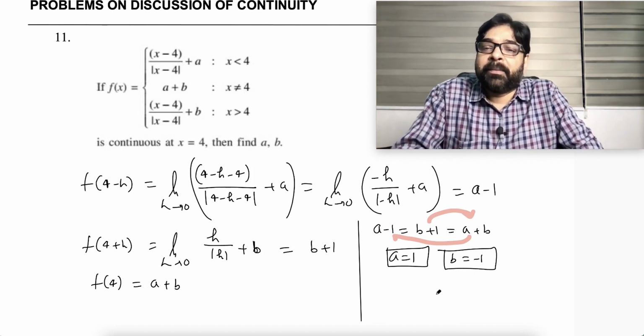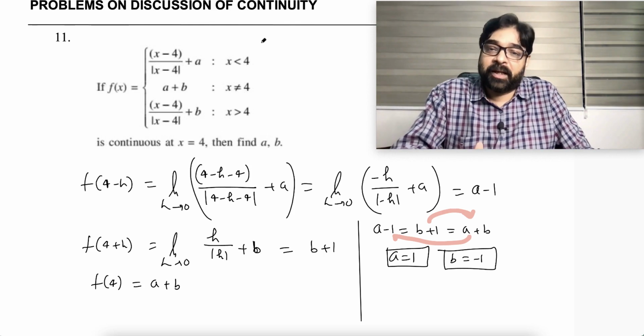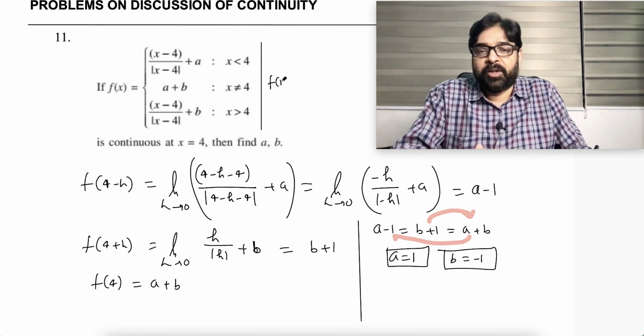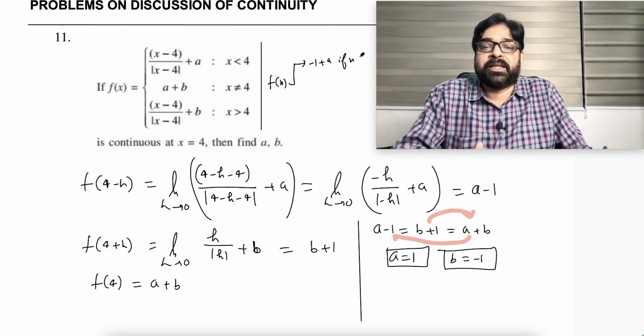Do you understand? Basically, we don't have to do this much drama. I did it in a little more detail since I am giving you practice for continuity. This x is less than 4, no? So this quantity will be negative. So mod of x minus 4 will become minus of x minus 4. So f(x) I can write as minus of x minus 4, so x minus 4 will get cancelled, minus 1 plus a, if x is less than 4. And a plus b as it is, if x is equal to 4.